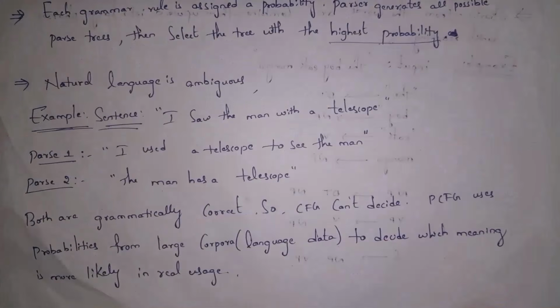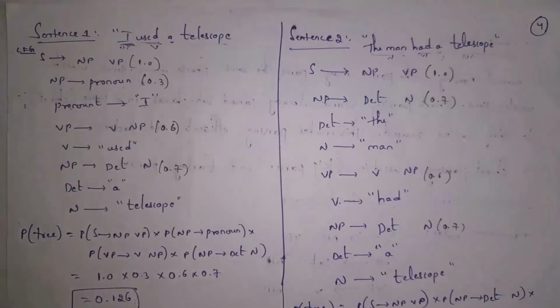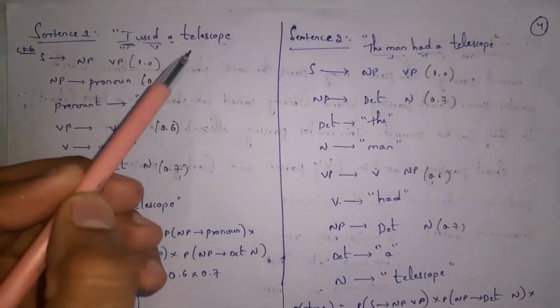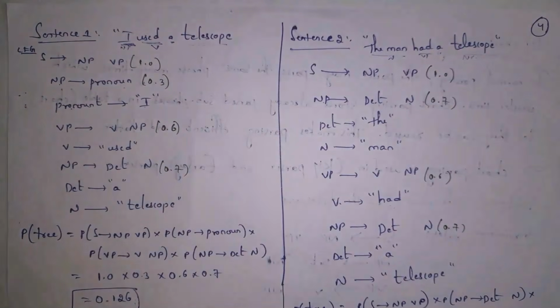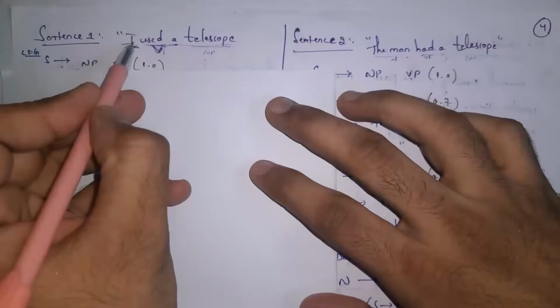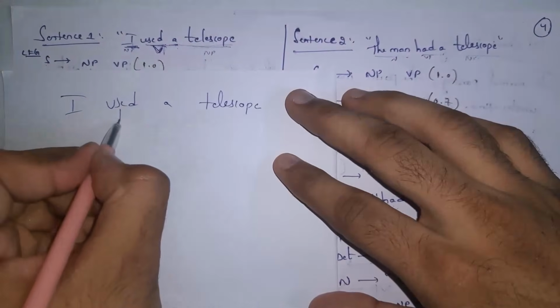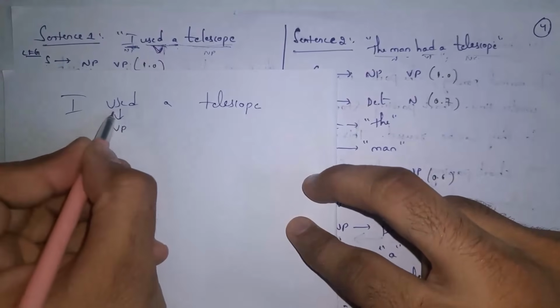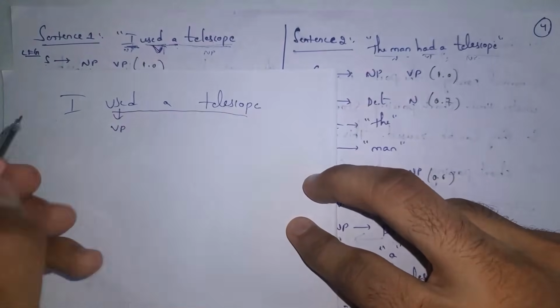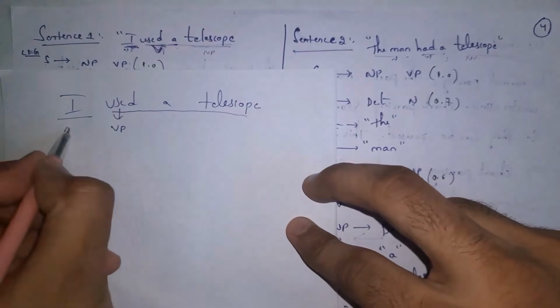I'll give one simple example so that you can clearly understand what is probabilistic parsing. In the previous example, I saw the man with a telescope. That sentence contains two meanings. One is I used a telescope or the man had a telescope. For these two sentences, we have to find probabilities. At first, the probabilistic parser will create grammar rules. This is the sentence, I used a telescope. So here verb is used. So from verb, the complete right side part comes under verb phrase and left side part comes under noun phrase.